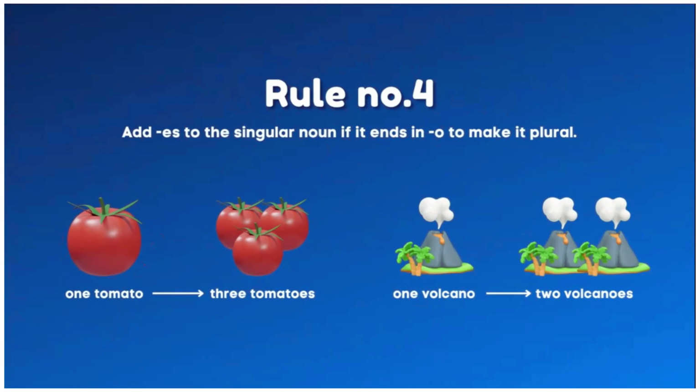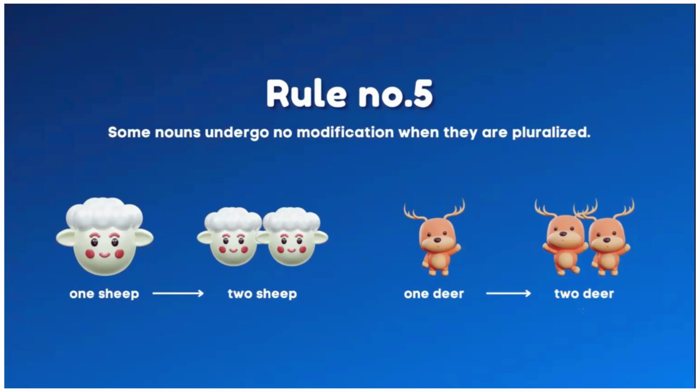Rule number 4. If the noun ends with o, then we need to add es to make it plural. For instance, one tomato, two tomatoes, one volcano, two volcanoes. There are certain nouns which never undergo any modification when we are pluralizing them, like one sheep, two sheep, one deer, two deer.